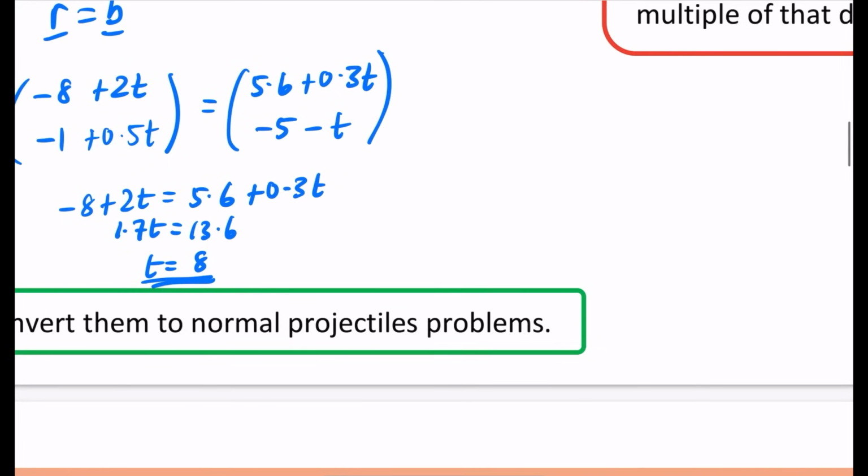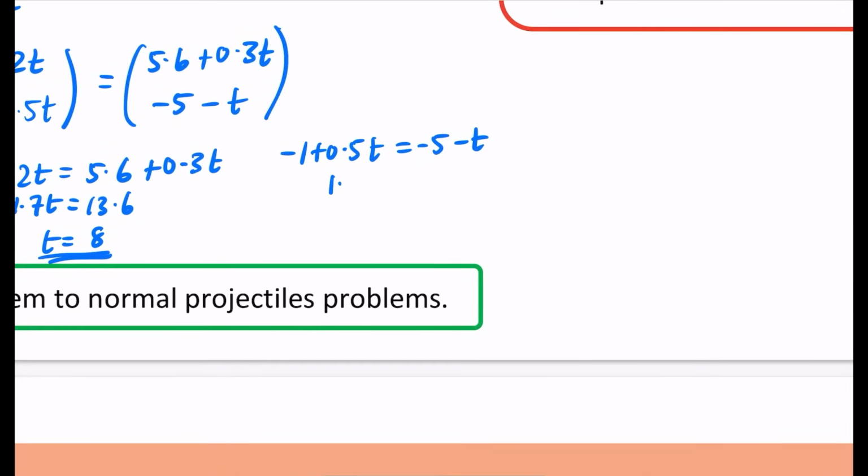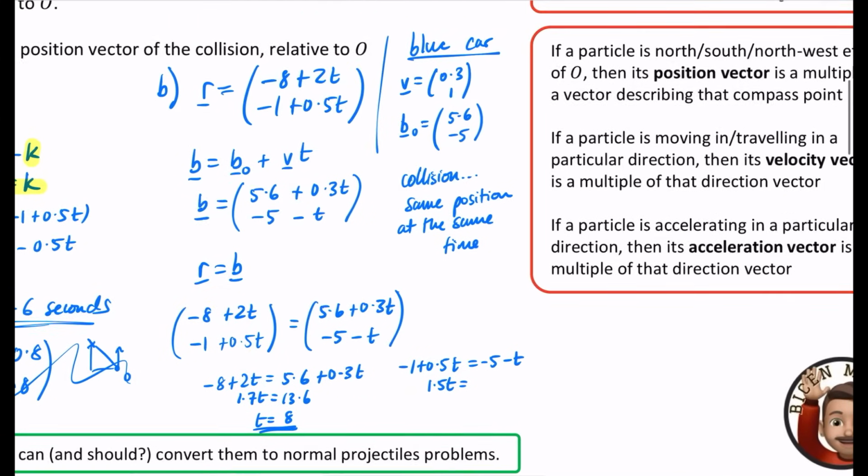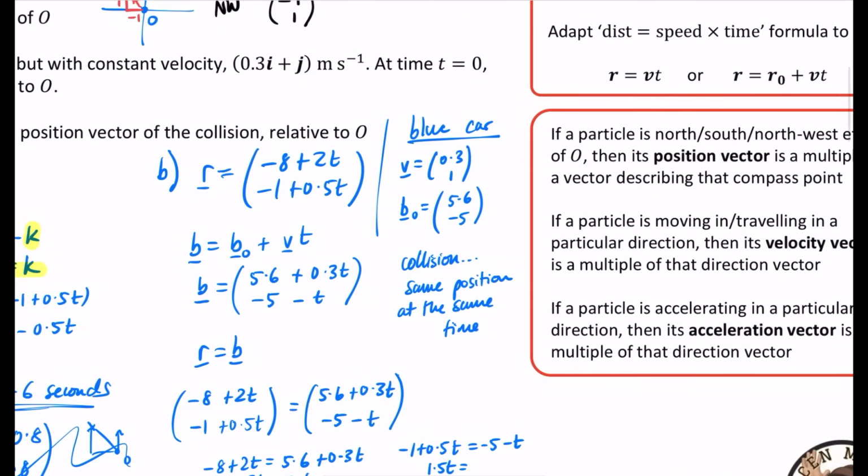So for the j positions, I have minus 1 plus 0.5t is equal to minus 5 minus t. So if I add the t, I get 1.5t. And if I do minus 5 plus 1, I think I've done something wrong with the way I've written this, haven't I? Because the velocity should have a plus here. I hope we've noticed that. The velocity has a 1, and I had done it with a minus.